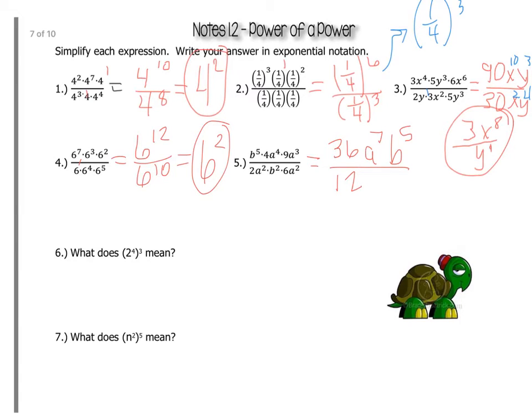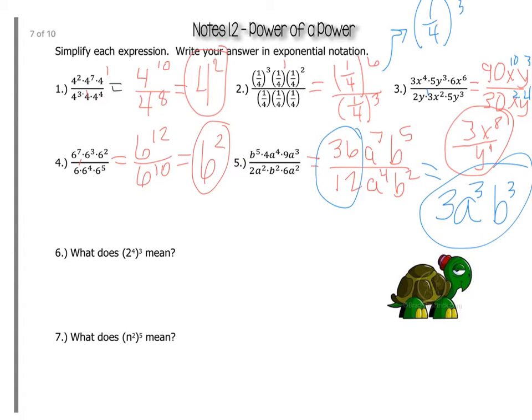In the denominator, a to the second times a to the second becomes a to the fourth, and b to the second is our only b in the denominator. I'm going to move the answer down here. So first, the constants. 36 divided by 12 is 3, which stays in the numerator because 36 is larger. Then a to the 7 over a to the 4, it's larger in the numerator, becomes a to the third. And b to the 5th over b to the 2nd becomes b to the 3rd. And there's your final answer.